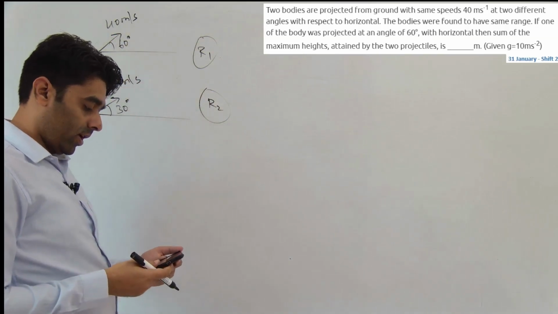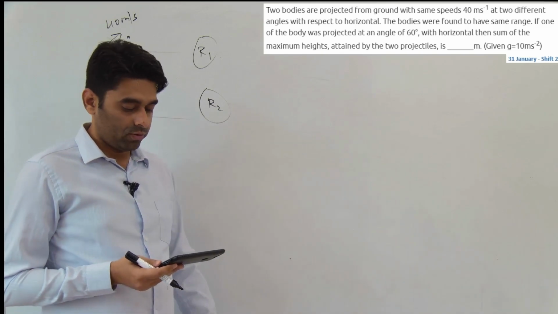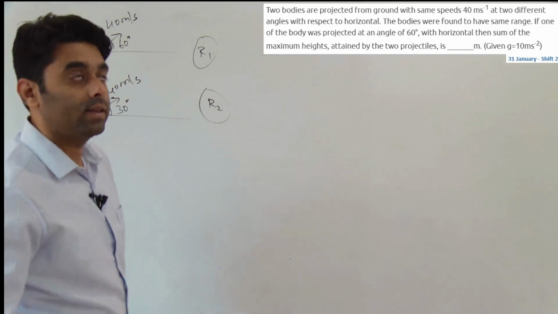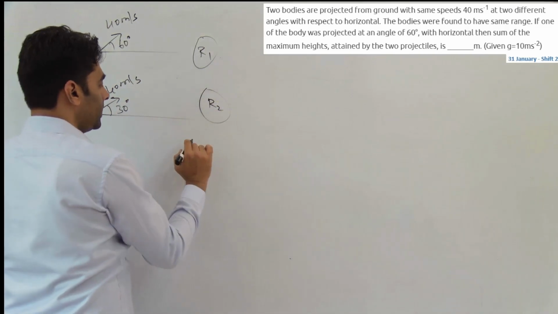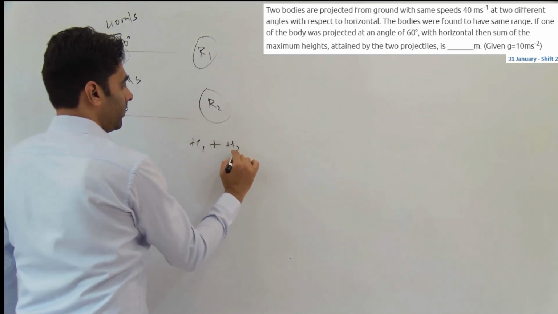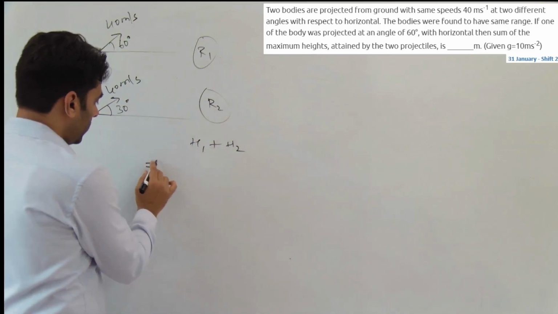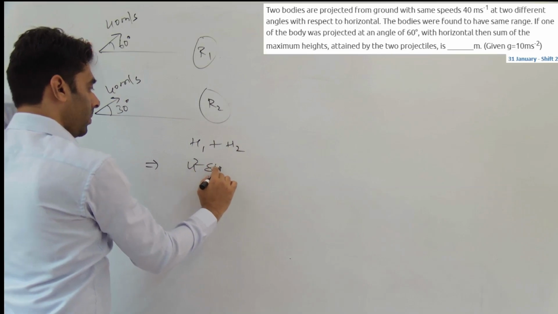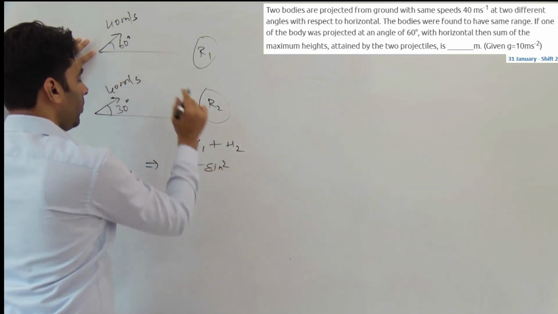Fine. Okay. So they are asking us with the horizontal, the sum of the maximum heights attained by the two projectile is. They are asking us sum of maximum height. That means H1 plus H2 value. Let us solve it. H1, for this one, what can I write it?